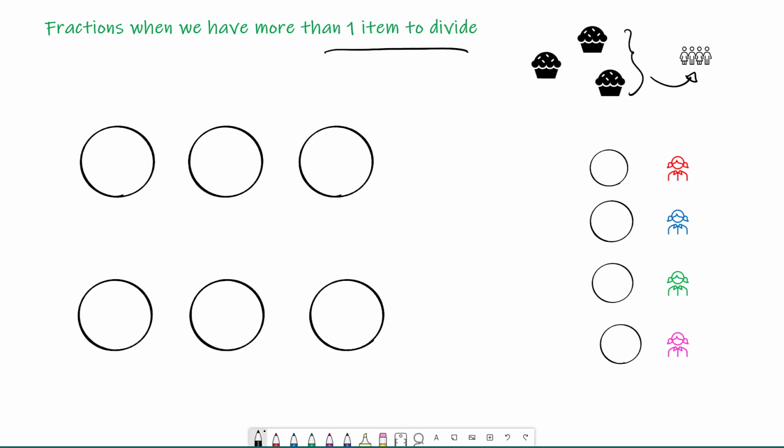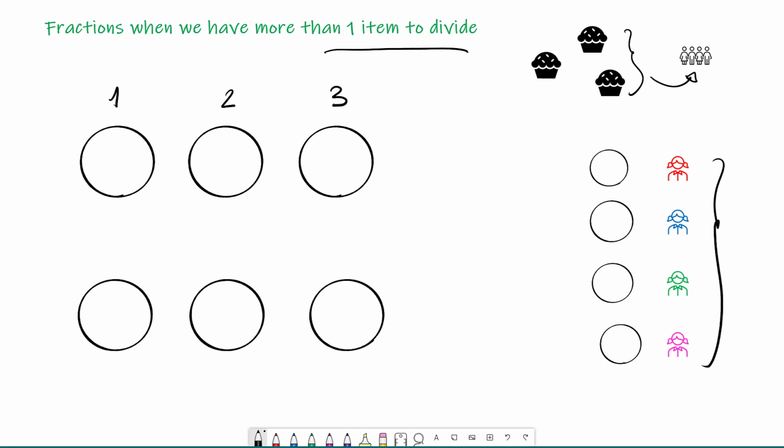And so what we have here is 3 pizzas, 1, 2, 3, and we have 4 kids. We have the red kid, the blue kid, the green kid, and the pink kid. And we'd like to divide these pizzas fairly among them. The first thing we can do is just divide each one of these pizzas into 4, because we have 4 kids, and we'll give each one of these kids a slice of pizza from each of the pies.